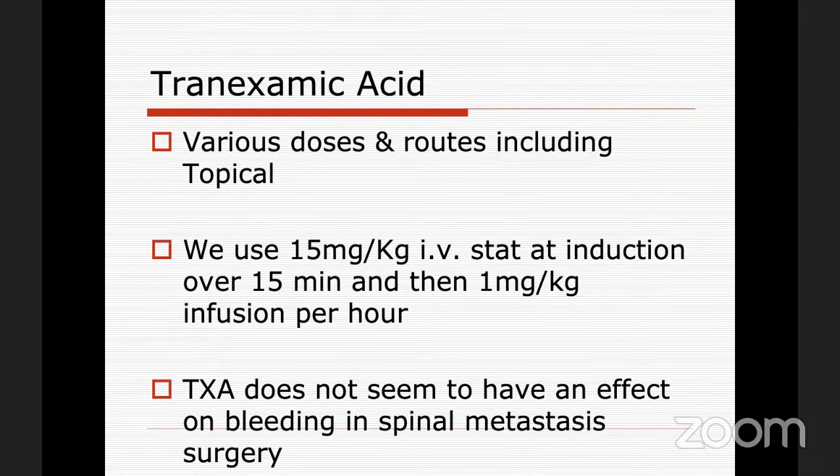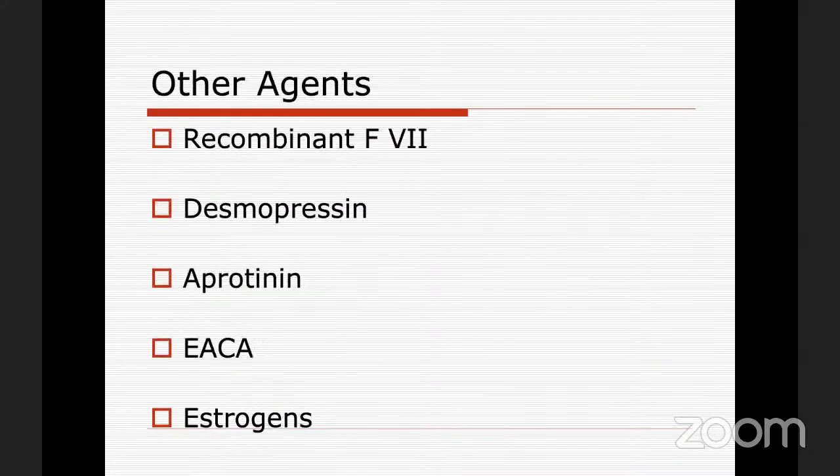Now, coming to the various other agents like tranexamic acid, they are very useful in spine surgeries. In literature, there are various doses and routes. We use 15 milligram per kg IV stat at the induction over 15 minutes, and then we give 1 milligram per kg infusion per hour. It doesn't seem to have an effect on bleeding in spinal metastasis surgery, but in all other surgeries, including scoliosis, the tranexamic acid has drastically reduced our blood loss.